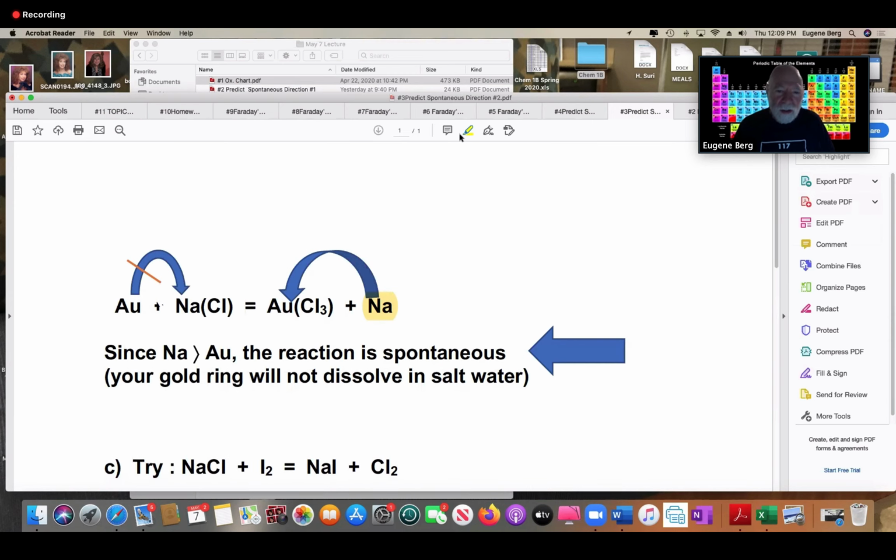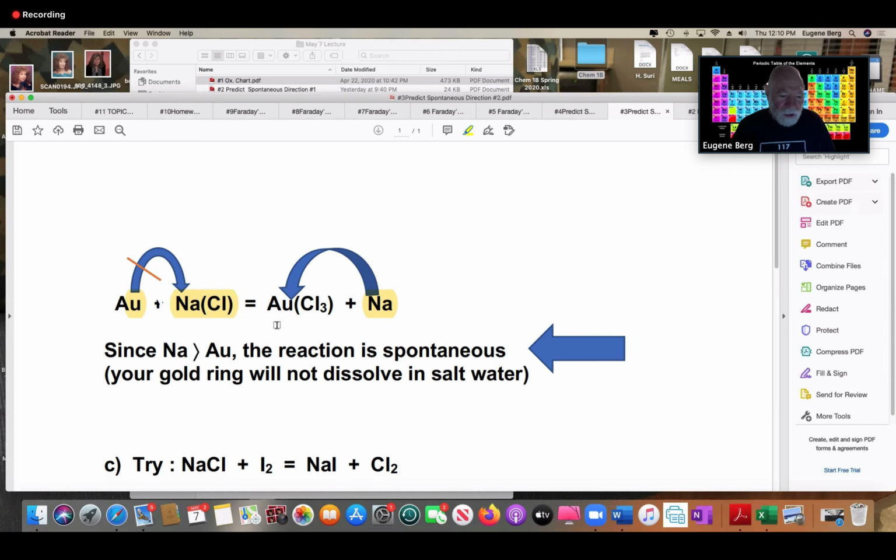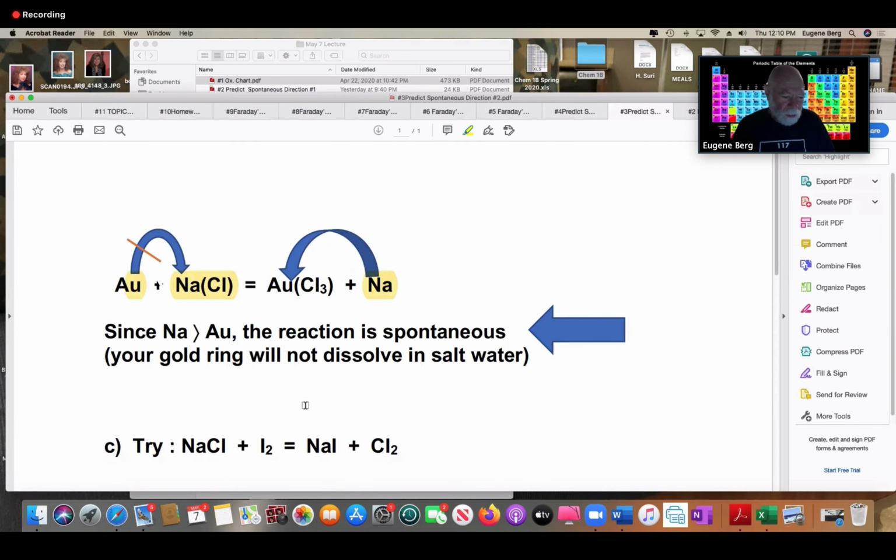By the way, notice you can really learn some interesting things from the reaction. So if you put your gold ring into table salt, you just found out there's no reaction, okay? So it's safe to do that. Okay, try this next one on your own, a little bit harder.